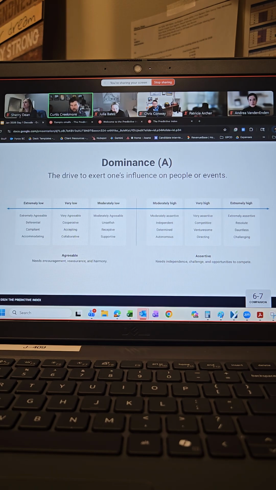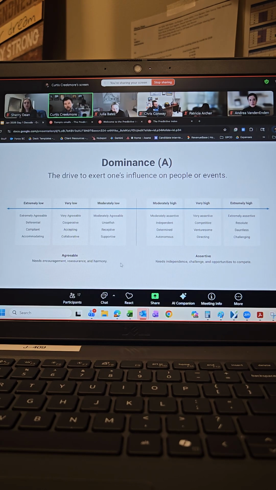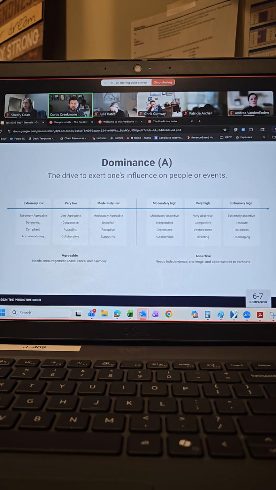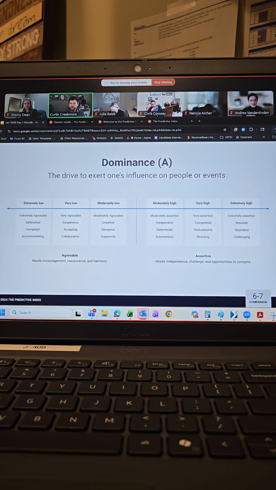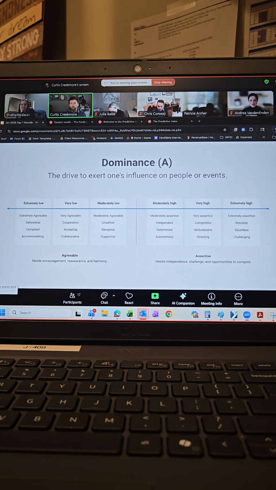So think about dominance, where you show up. If you are on the higher side for your dominance and you're put into a situation where you can't be the person who is leading, you cannot be the independent, determined person that you like to be, and you have to be more of a cooperative and accepting person, what does that do? How does that feel? Does it come around with age? Does it come with age, Curtis?